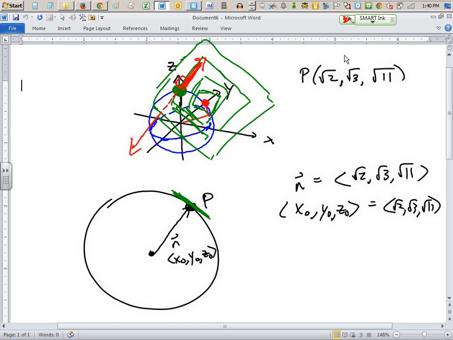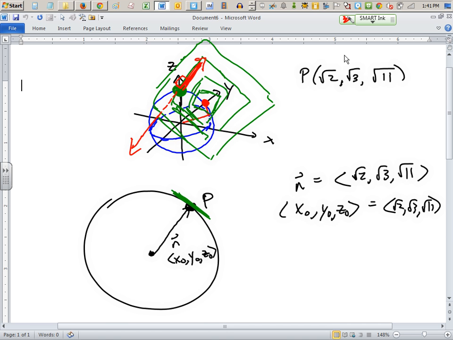Well, the 2 ingredients I need for this big red line are one point, which I already have, 0, 0, 4, and a normal vector, which I can steal from the previous part of the problem, because although this vector is shifted up here, it's still a normal vector. And it doesn't even change names when you shift it. This is still the vector root 2, root 3, root 11. It's the same vector as before. Still points in the same direction as the radius, you know.